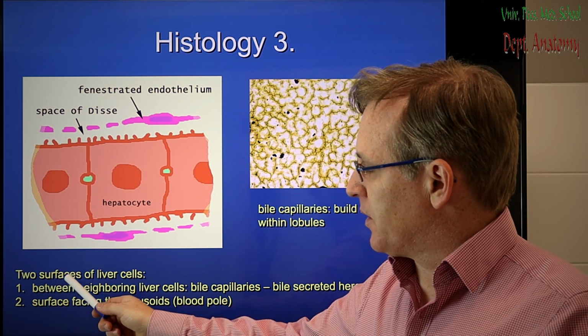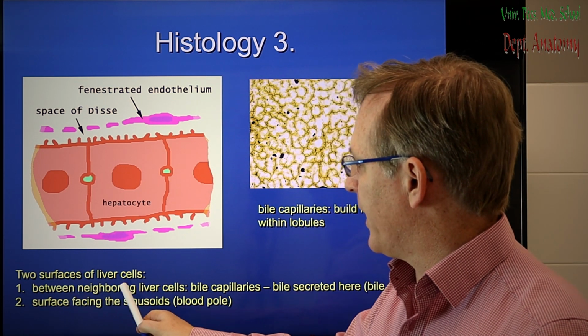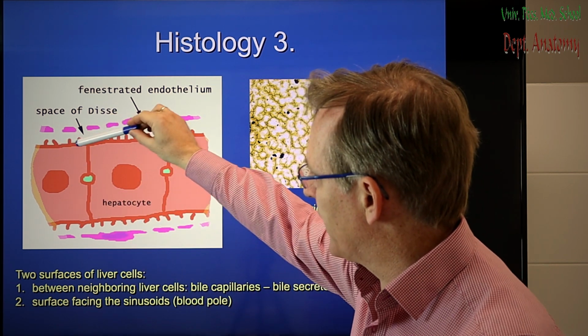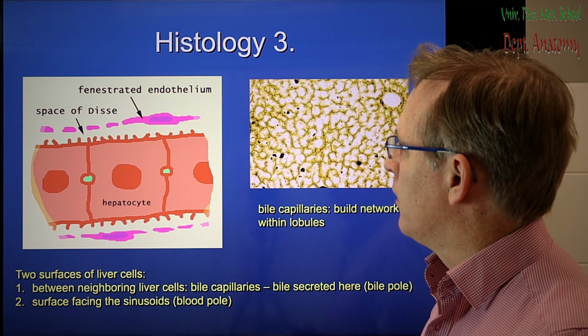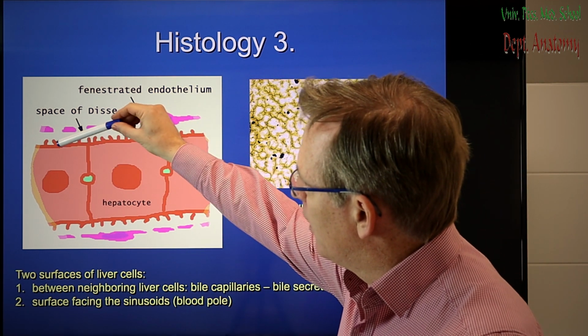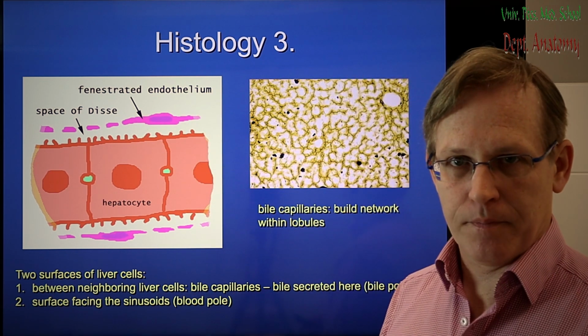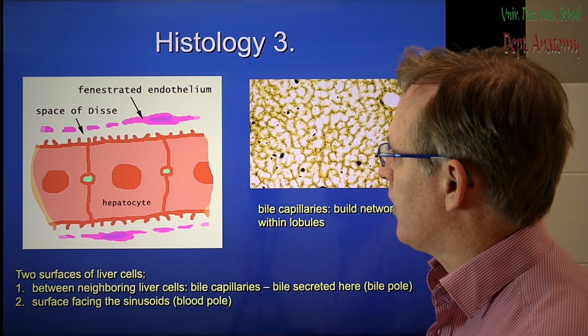But the surfaces have 2 types. One of the surfaces faces the sinusoid capillaries. You can see this surface here. This is the blood pole of the hepatocytes. On this surface there are lots of microvilli, and the microvilli will increase the surface for absorption.